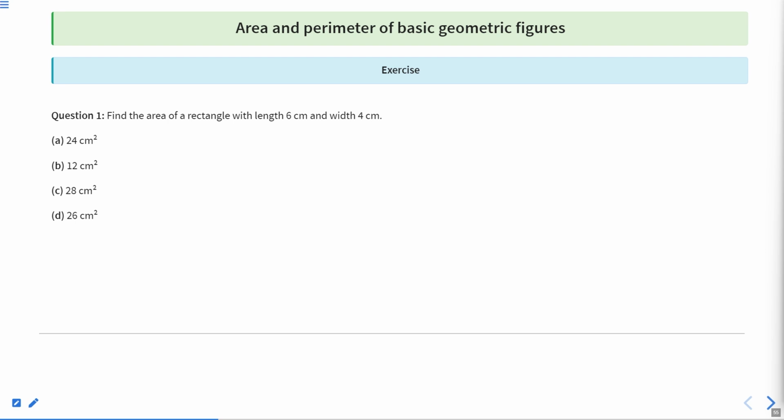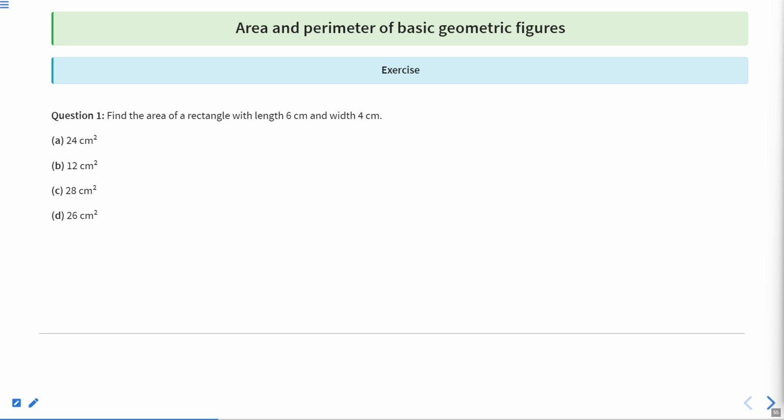Today we are going to solve problems based on area and perimeter of basic geometric figures. In the last lecture, we studied about circle, square, rectangle, parallelogram, rhombus, and we studied how to compute area of these figures, how to compute perimeter of these figures, and we also studied some properties about them. So today we are going to use all those concepts and solve problems.